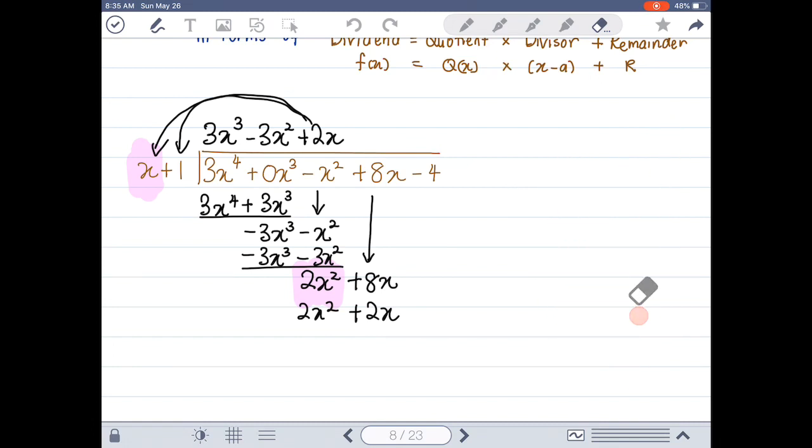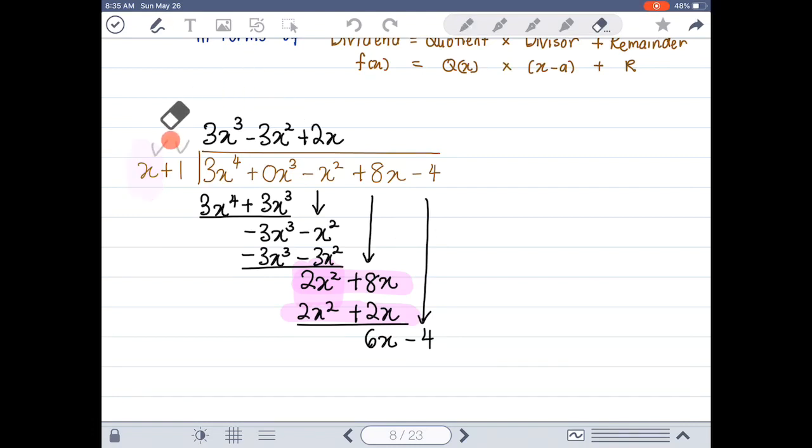And again, top minus bottom. Line that up. Top minus bottom, easily see that 2x squared minus 2x squared, we will get 0. 8x minus 2x, we will get 6x. Bring down the next term, which is negative 4.